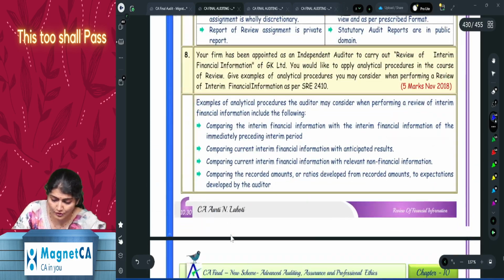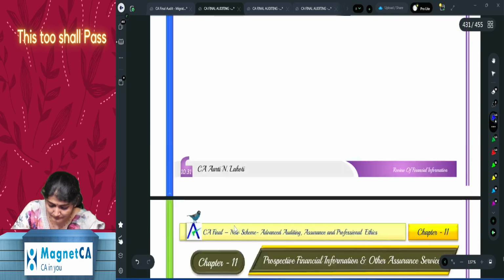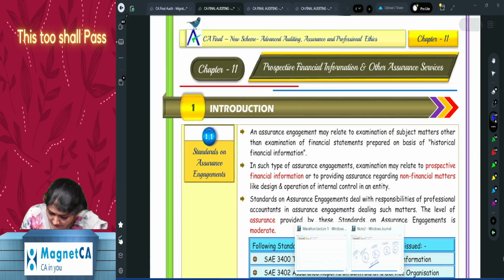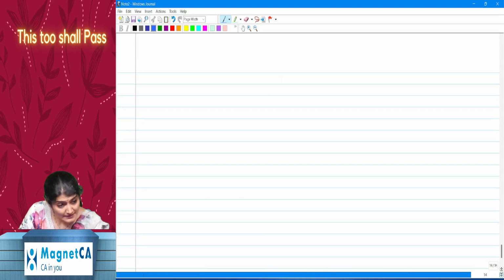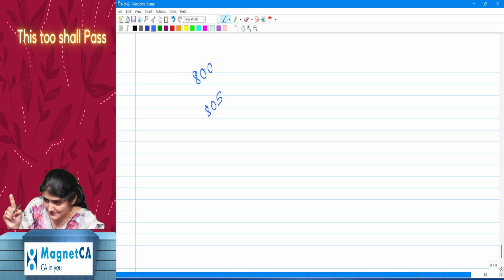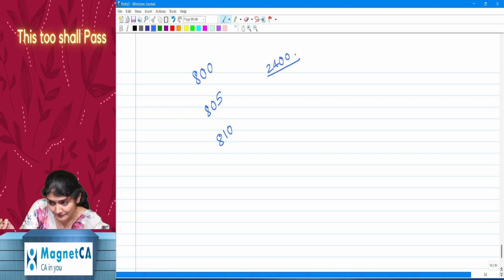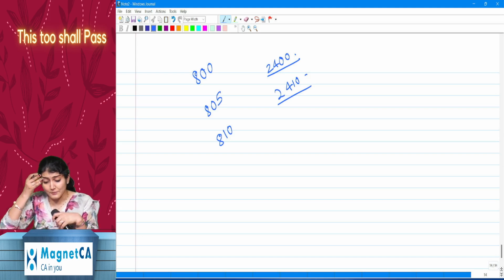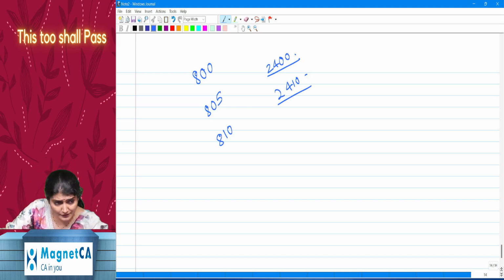Even those have been incorporated over here. Okay, right. So that is SRE 2400 and 2410. So do you understand 800? Special purpose framework. 805, single financial statement, specific element, account or item. 810, summary financial statements. 2400, review of historical financial statements. And 2410, interim financial information performed by an independent auditor of the entity.